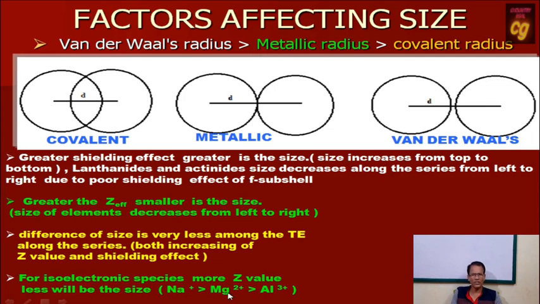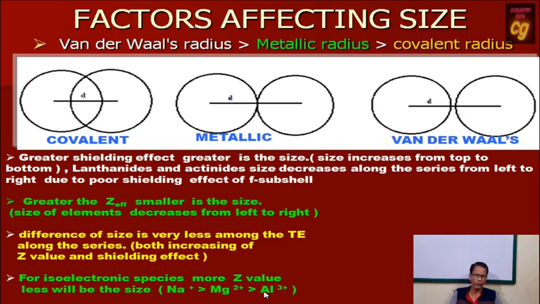For isoelectronic species, isoelectronic means having the same number of electrons. For example, Na+ has 10 electrons, Mg2+ has 10 electrons, and Al3+ also has 10 electrons, but their Z values, the numbers of protons, are: sodium 11, magnesium 12, and aluminum 13. As the Z value is more but the number of electrons is the same, the attraction between the nucleus and the outermost electron will be more.